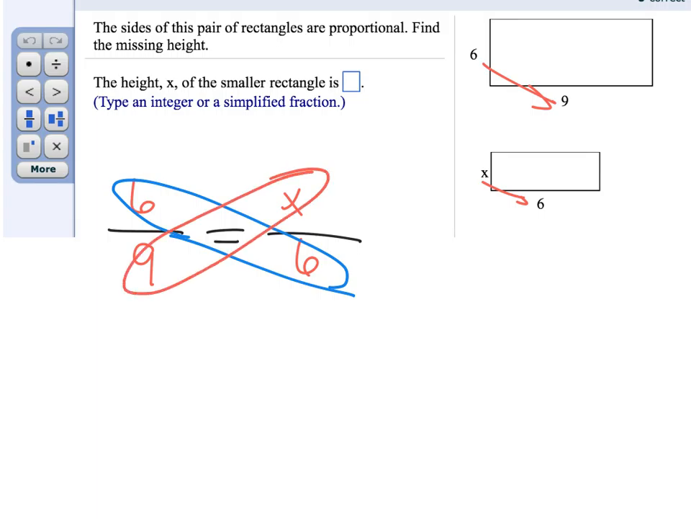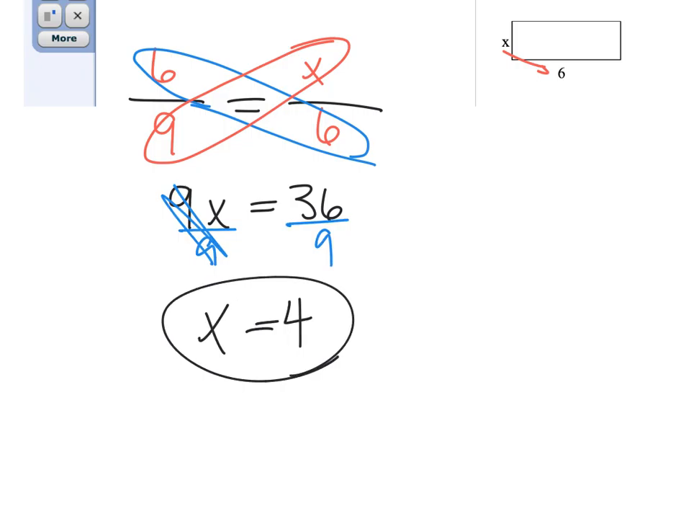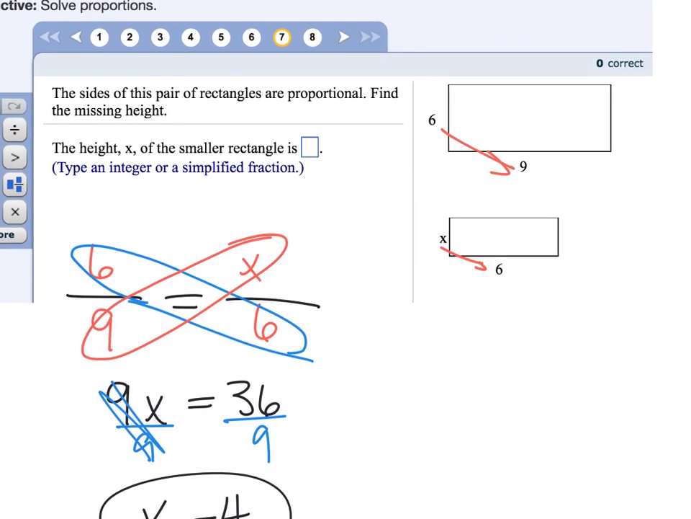So what does that tell us? That tells us that 9x is equal to 36. So now we can divide both sides by 9, so the 9's go away. So you get x is equal to 4. So that tells us that x is equal to 4.